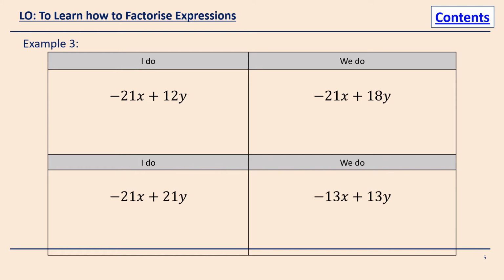Okay, example 3. We've got negative 21x plus 12y. So we're looking for the factors of 21 and 12. 3 goes into both of them. So we've got 3 times 4 equals 12, and 7 times 3, which is 21. Now we can't put the negative on the outside.